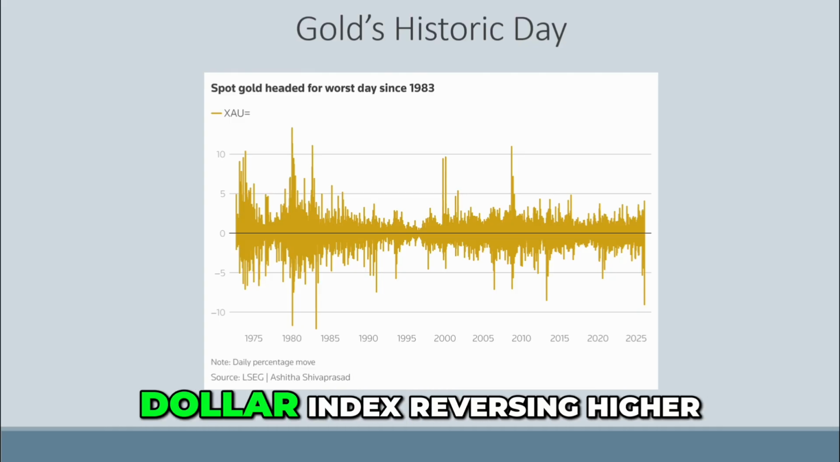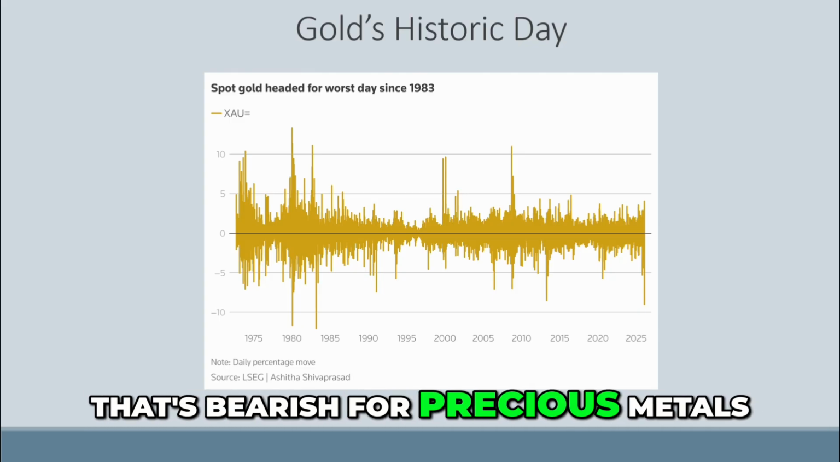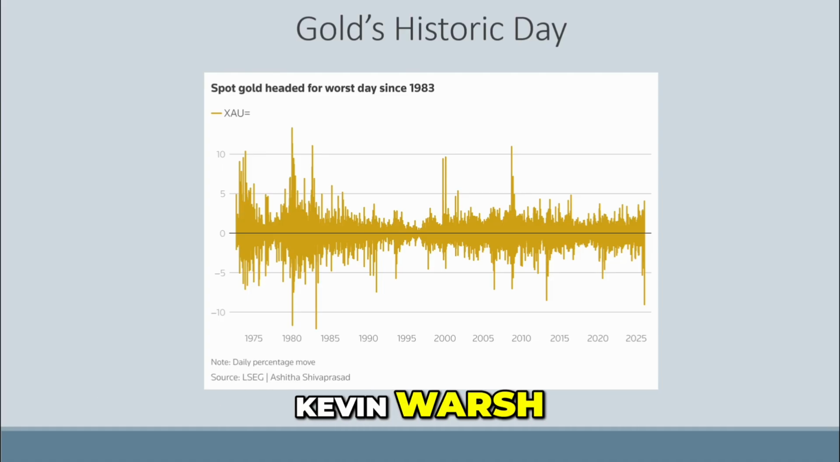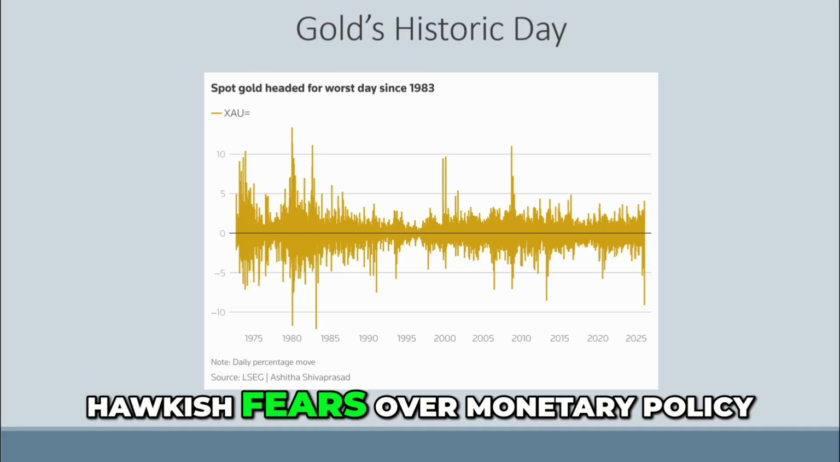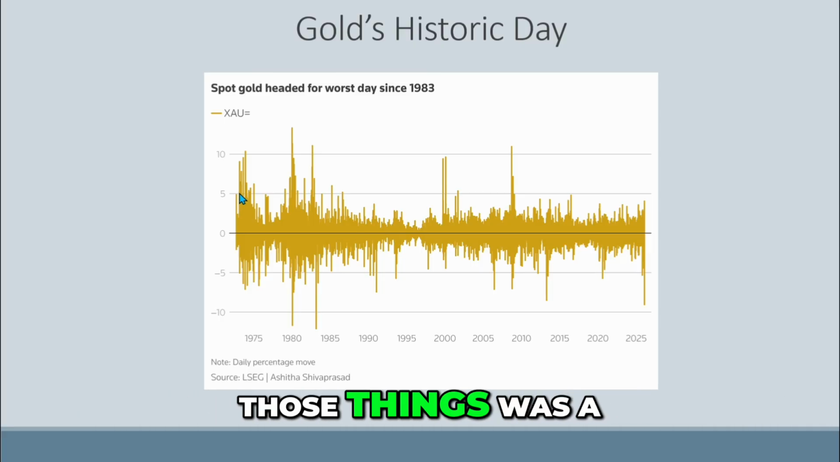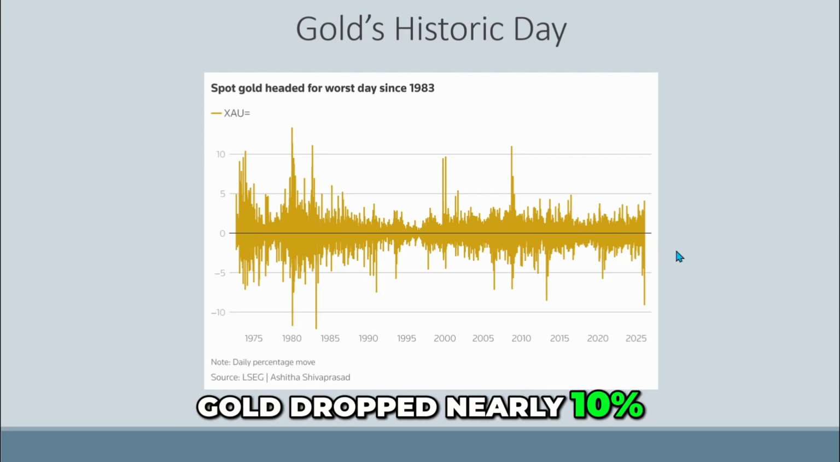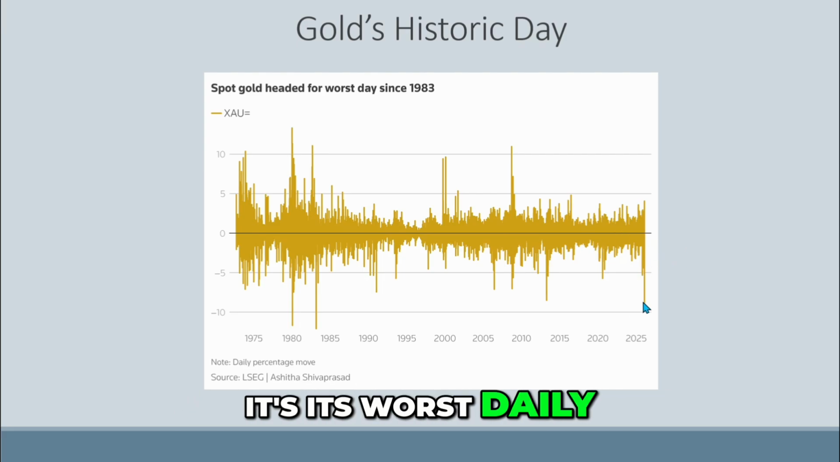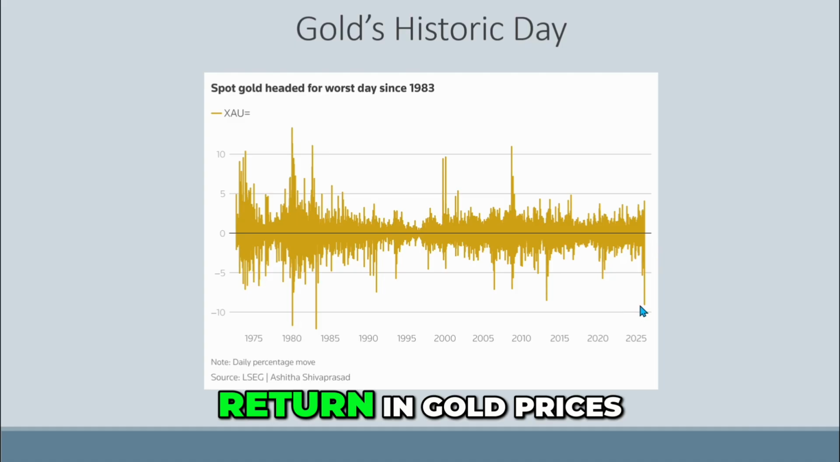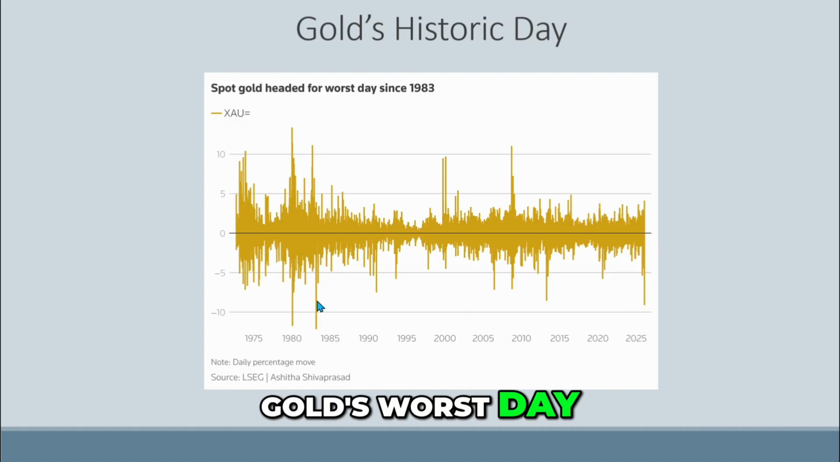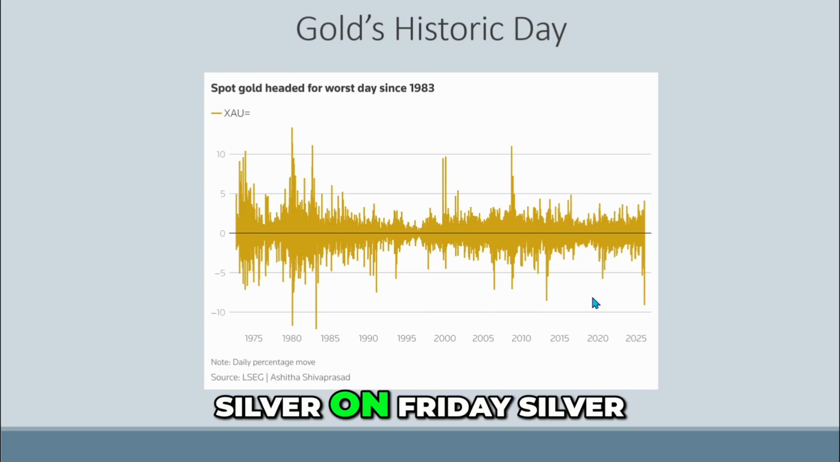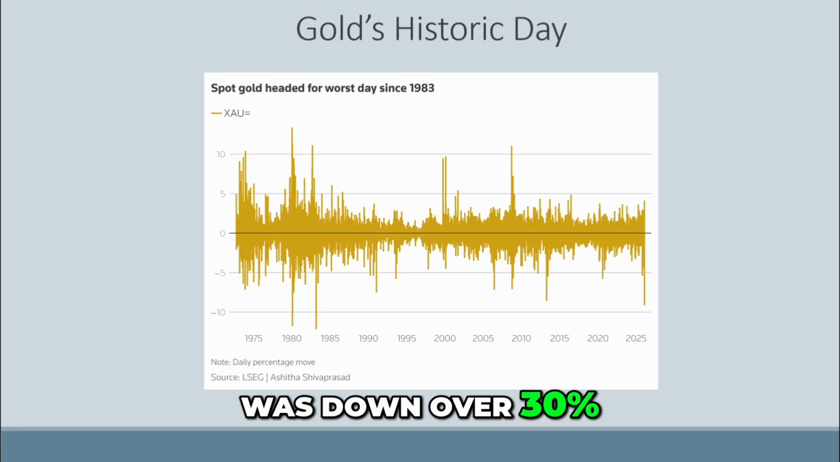Following that, you had a couple of things. You had the U.S. dollar index reversing higher, which is bearish for precious metals. And you had news of Kevin Warsh being the Fed nomination for the next Fed chair, which is stoking some hawkish fears over monetary policy. So the combination of those things was a big driver in the pullback in precious metals. Now, gold dropped nearly 10% in a single day. This shows the daily return in gold prices. You can see down nearly 10% was gold's worst day since 1983. And silver, at one point on Friday, was down over 30%.